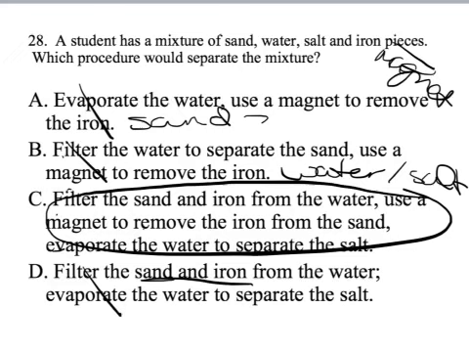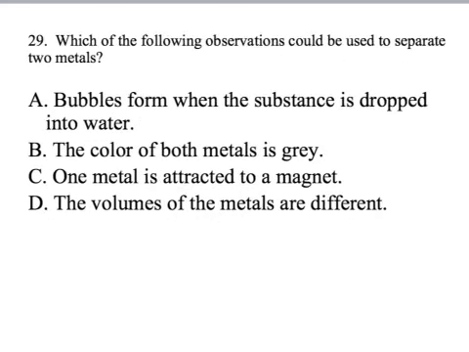Which of the following observations could be used to separate two metals? A, bubbles form when the substance is dropped into water. Guys, have you separated them? No. How can I use the color of both metals being gray to separate? Won't work. One metal is attracted to a magnet. That's a great way to separate. The volume's not going to tell me anything. It's not going to separate them. So the correct answer is one metal is attracted to the magnet.